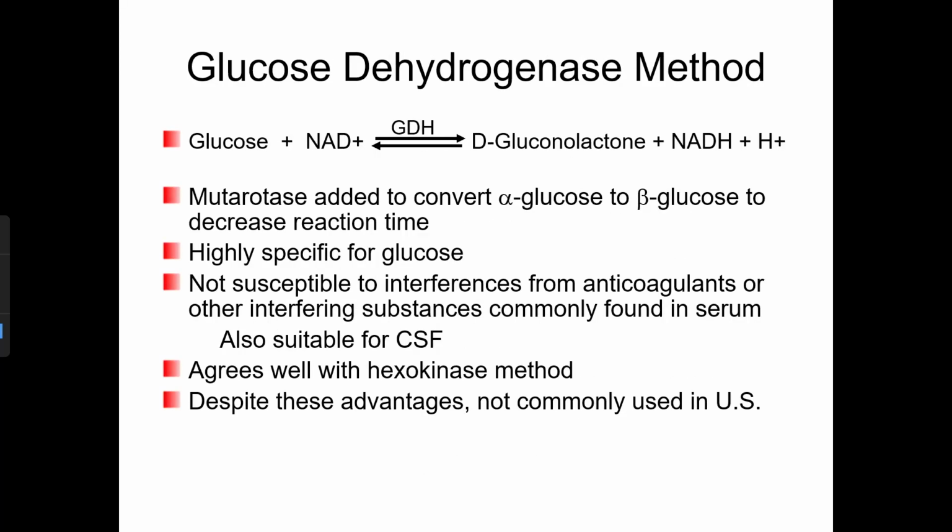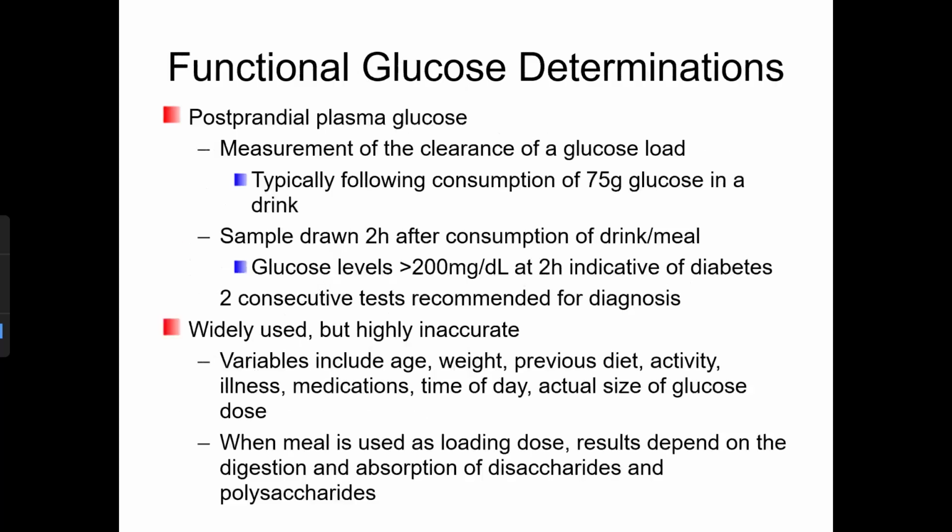Glucose dehydrogenase method. Glucose plus NAD, you add GDH to produce D-gluconolactone plus NADH plus H+. Mutarotase is added to convert alpha glucose to beta glucose to decrease the reaction time. It's highly specific for glucose. Not susceptible to interferences from anticoagulants or other interfering substances commonly found in serum, and it's also suitable for CSF. It agrees well with the hexokinase method. Despite these advantages, it's not commonly used in the United States.